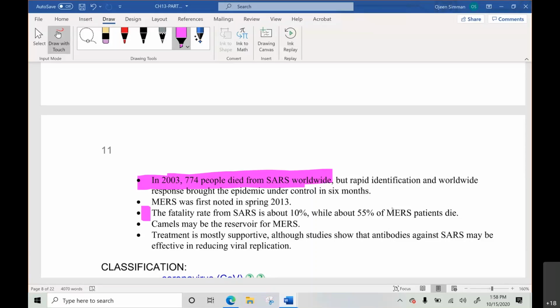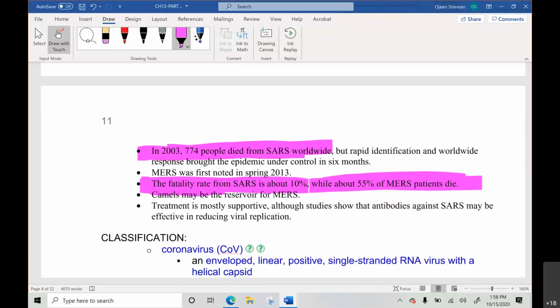Fatality rate means how many people died from it. For SARS, it was about 10%. For MERS, it was about 55%. I want you guys to know that camels are actually reservoirs of MERS. MERS is the coronavirus that happens in the desert, which is very hot. Hot temperature does not affect it. It does not kill it. UV light kills it, but not hot temperature.